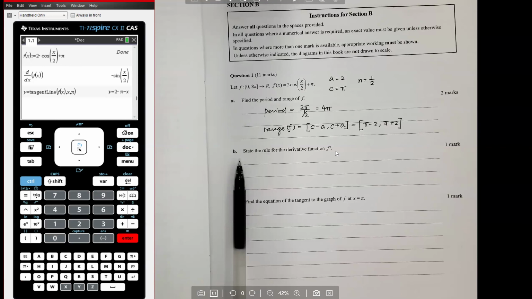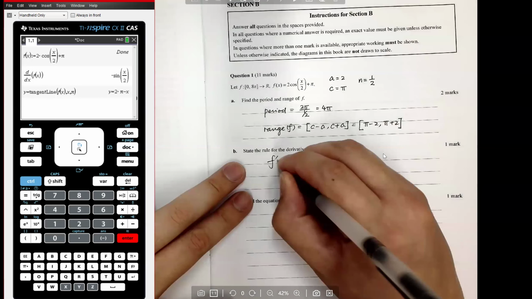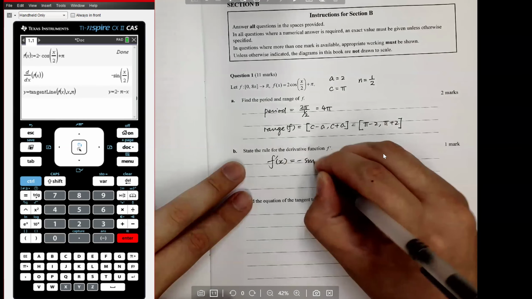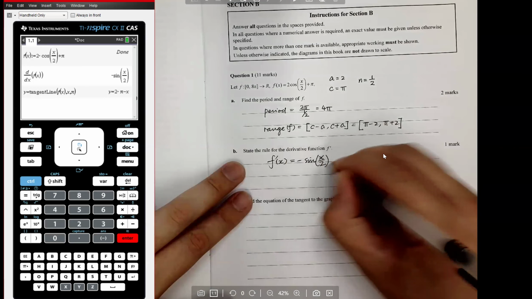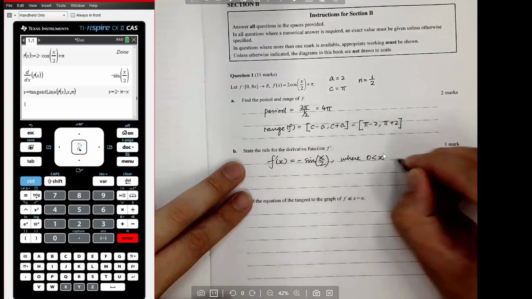Just regarding this derivative function, the question didn't ask for the domain. So you don't have to state the domain, but if you state the domain, you have to make sure you state that as an open interval. So I'm going to say f dash of x is minus sine x on 2, where x is greater than 0, less than 2 pi.